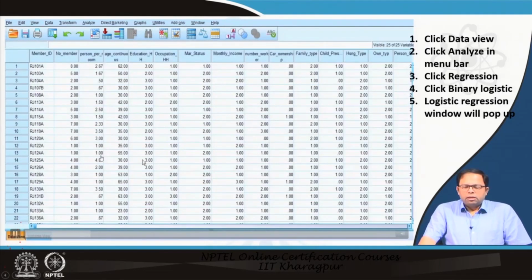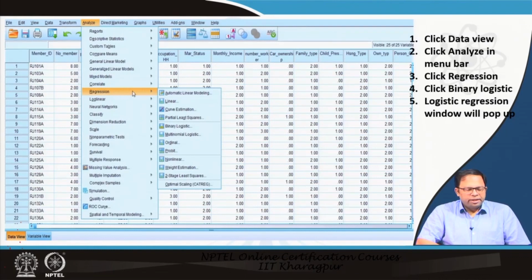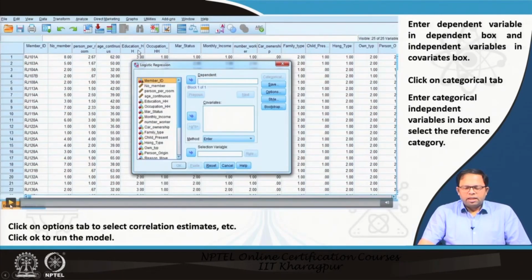First we have to click on the data view, and then click on the Analyze menu option, where we will get the option of Regression, and within Regression we have to choose Binary Logistic Regression. When we do that, this particular window pops out. Here we have to choose the variables that we are going to use in the equation. The next step is to decide on the dependent and independent variables, and that is what we have to do in this window.